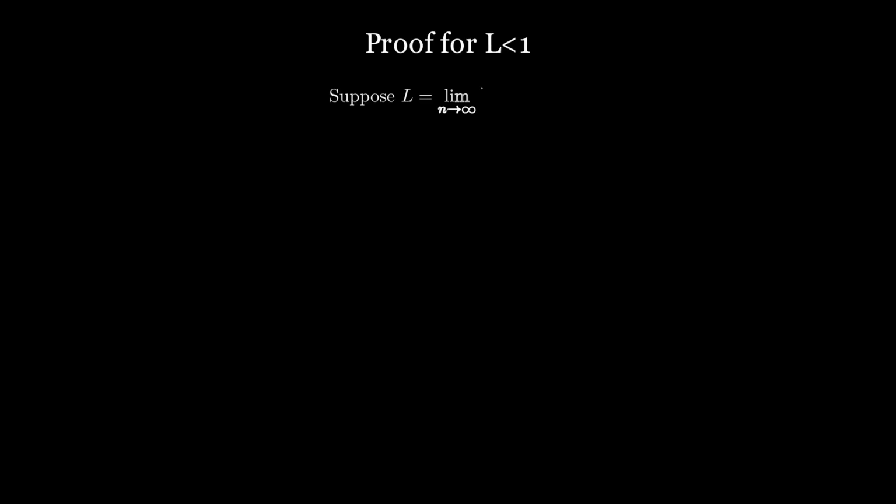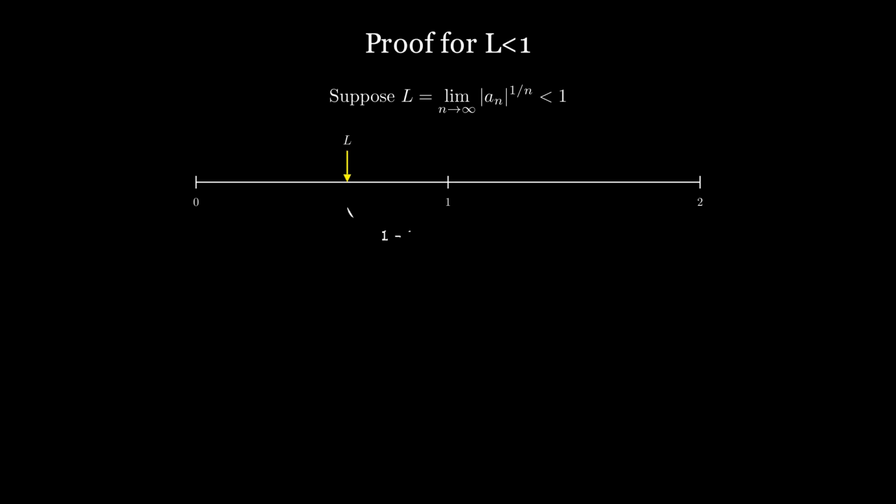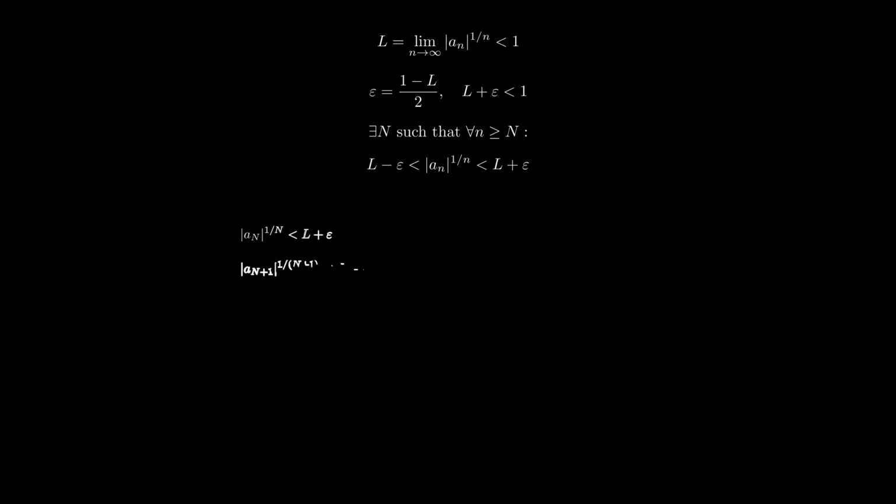We will let big L be the limit of the nth root of the absolute value of the nth term, and we will assume that big L is less than 1. Similar to our ratio test proof, we can pick epsilon to be half the distance from L to 1. This guarantees that L plus epsilon is still less than 1. The definition of a limit says that there is a big N, so that all the terms past the big Nth term have an nth root less than big L plus epsilon, which we made sure was less than 1.